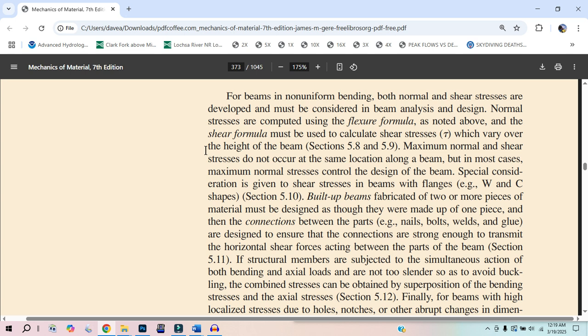If you have two opposing forces and a distance between them, the magnitude of that moment is one of those forces times the distance. Cool.